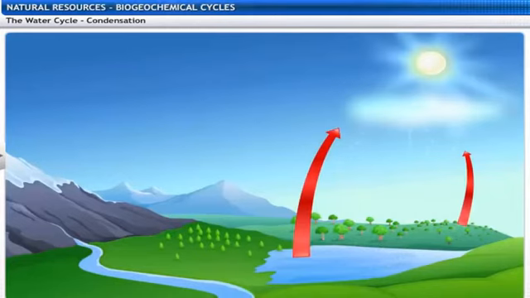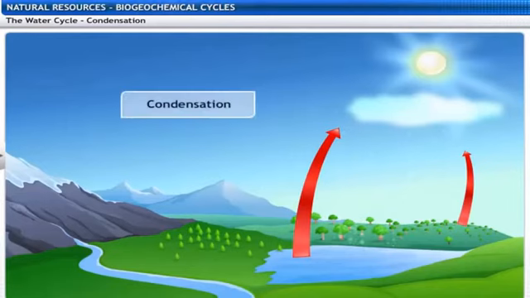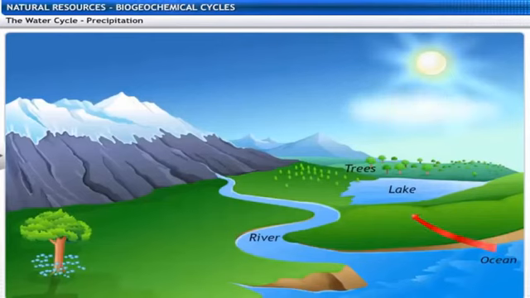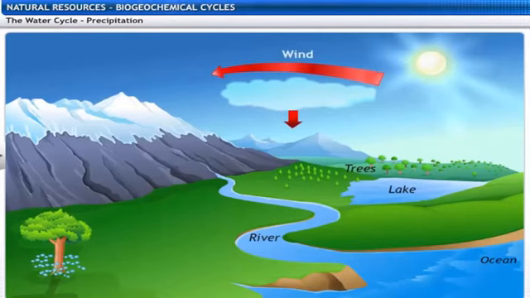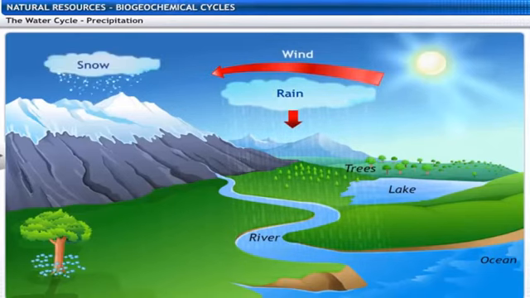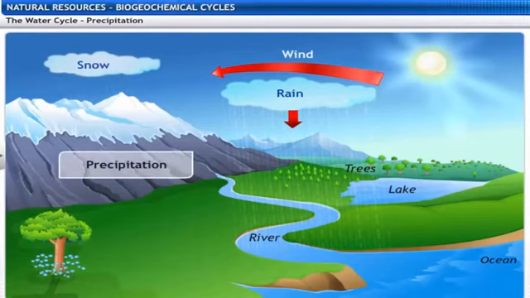This water vapor in the atmosphere changes to water droplets and collects to form clouds. This process is called condensation. Sea breeze moves these clouds and carries them over the land, where they break into rain, snow, or fog. This is called precipitation.